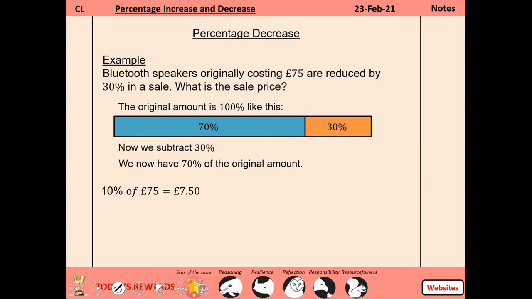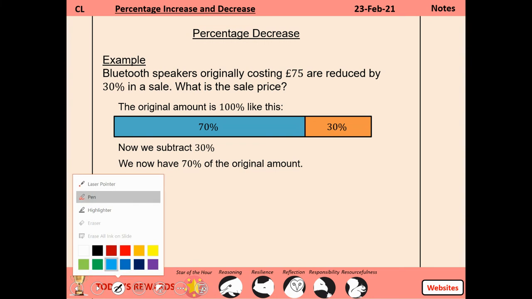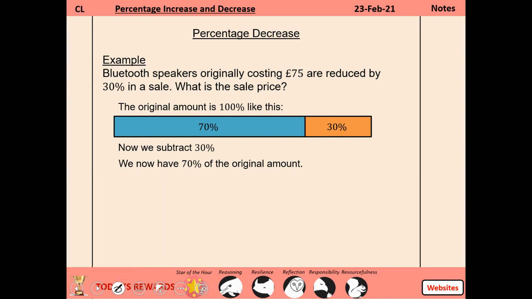So what do I do? I work out 10% first. Okay. So remember what we did here for percentage increase, where we did 100% plus the 20% earlier. What we're doing here, percentage decrease, we're doing 100%, which is the original amount, minus the reduction in price, which is 30%, and that would be 70%. Okay. So that's what you need to work out, 70%.